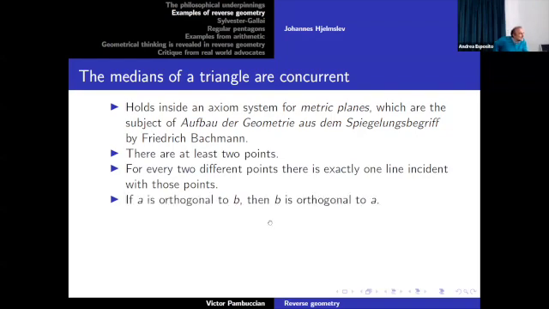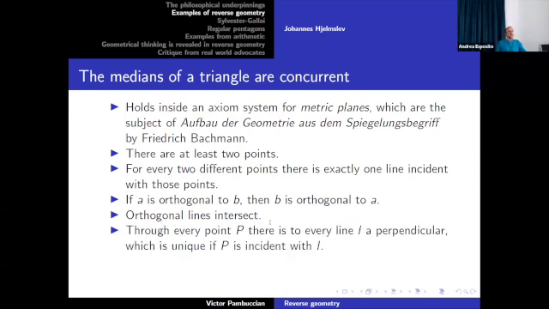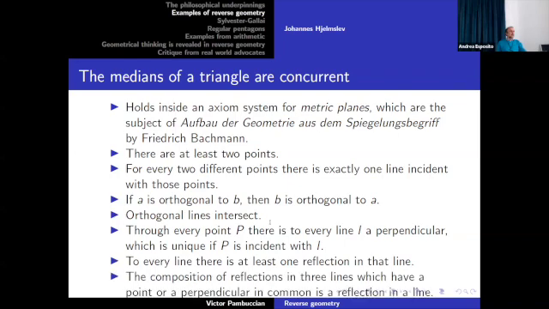And what you need is the theory of metric planes, which contains these trivial things that there are at least 2 points. For every 2 different points, there is a line incident with those points. If A is orthogonal to B, then B is orthogonal to A. Orthogonal lines intersect. Through every point, there is to every line a perpendicular, which is unique if P is incident with L. To every line, there is at least one reflection in that line. And the composition of reflections in 3 lines, which have a point or a perpendicular in common, is another reflection in a line.